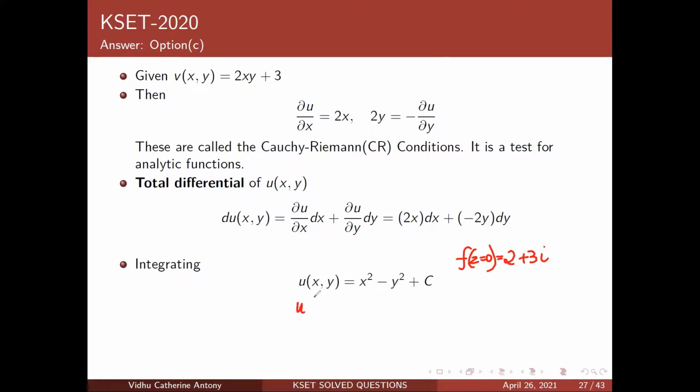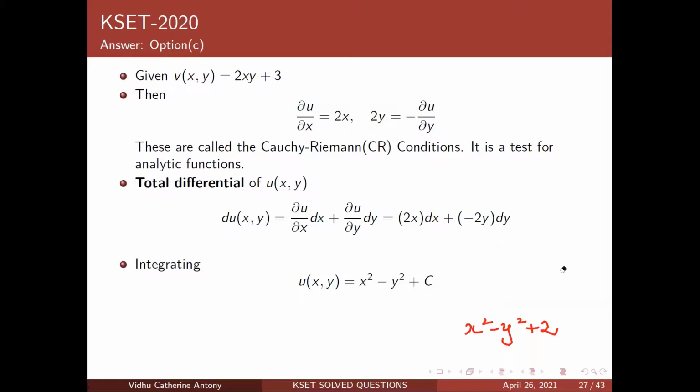You have u of (0, 0) equal to 2, which is equal to 0 plus minus 0 squared plus c. So you get c is equal to 2. Now this part is not really necessary, because when you look at the options, you kind of get the answer without having to calculate the constant of integration.